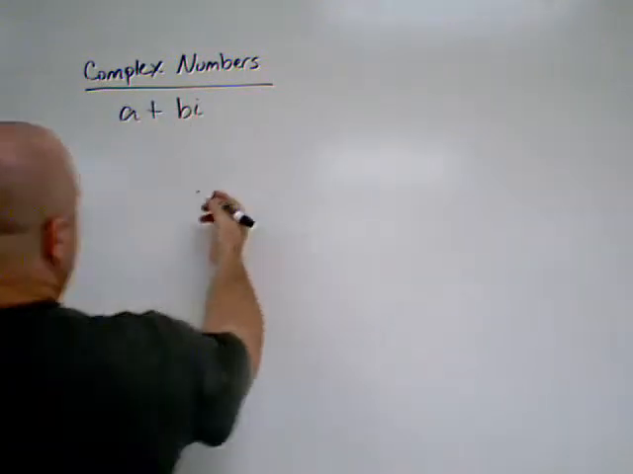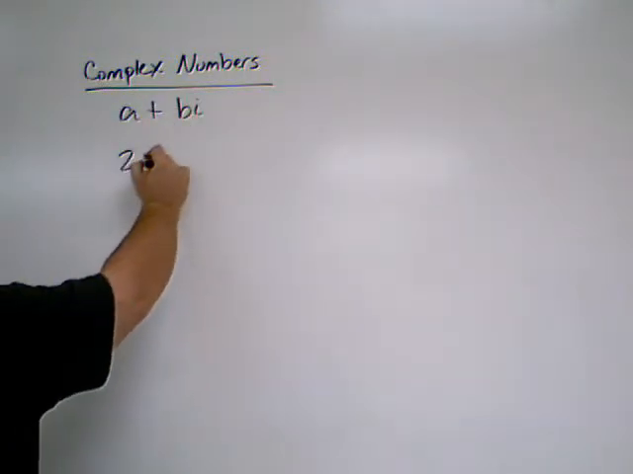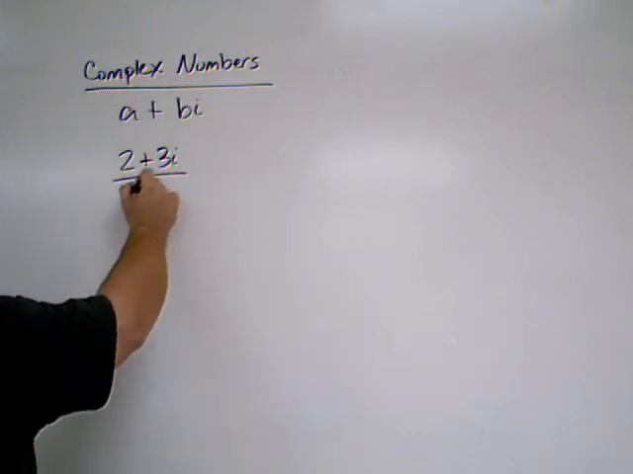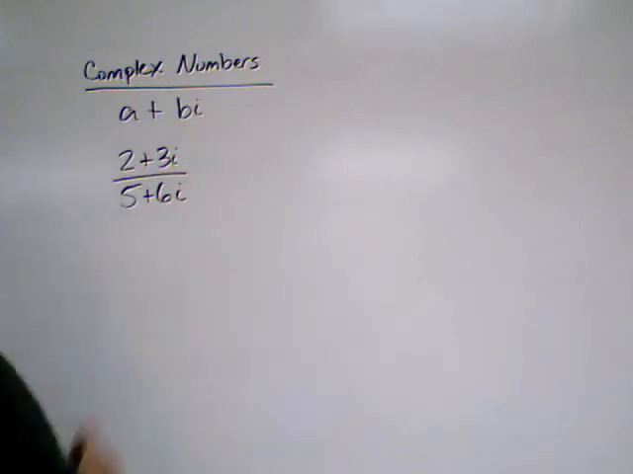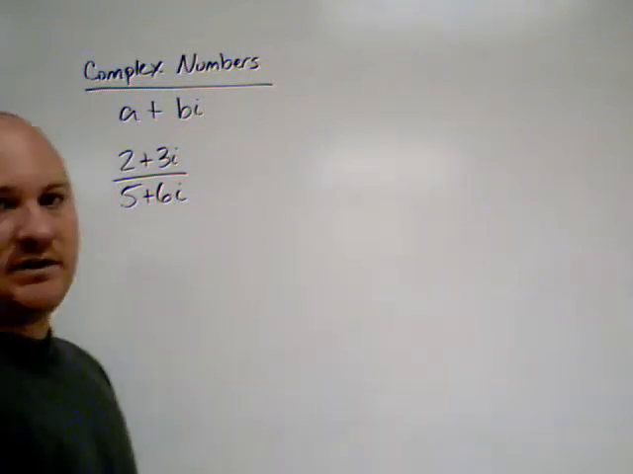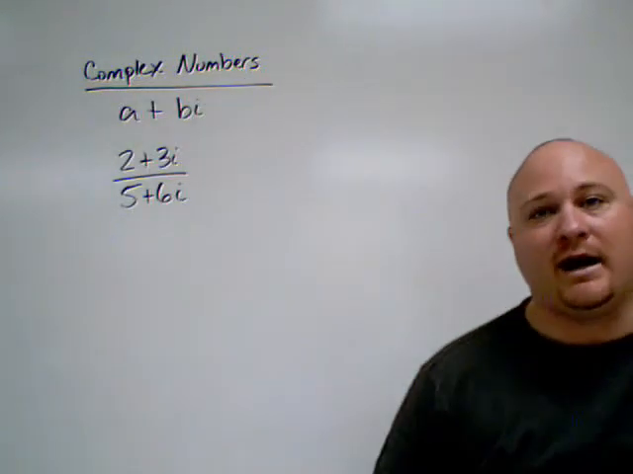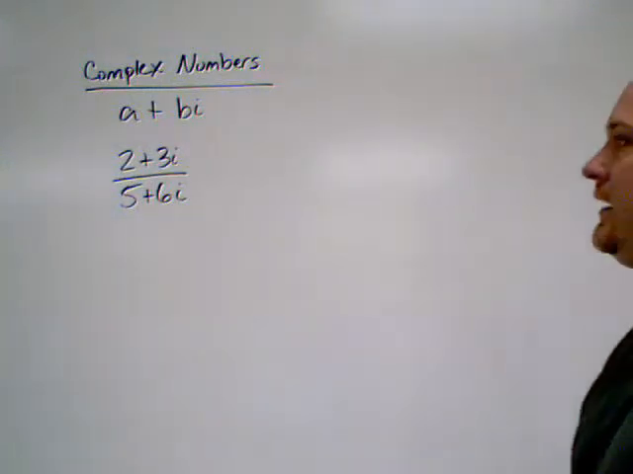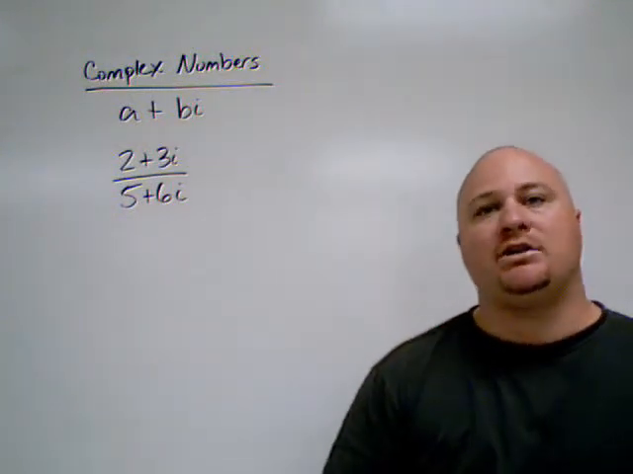Division. So we're basically going to take the same example we had before, with the same two complex numbers, but instead we're going to be dividing them. So now I've got 2 plus 3i divided by 5 plus 6i. Now, the way we do this is we have to multiply by a conjugate.